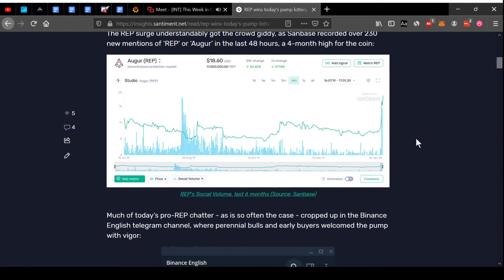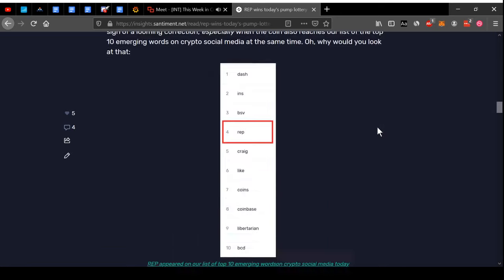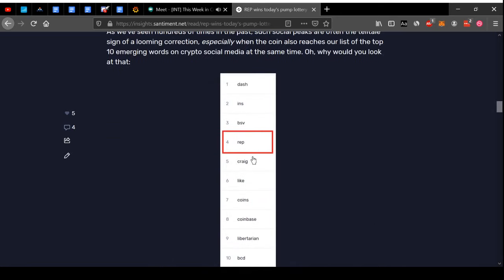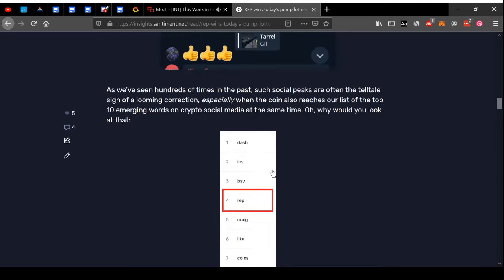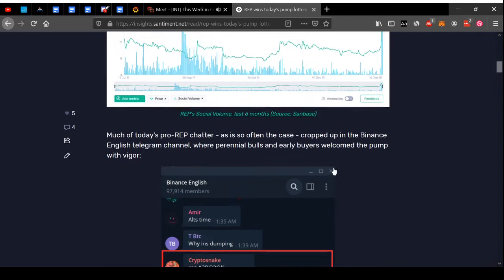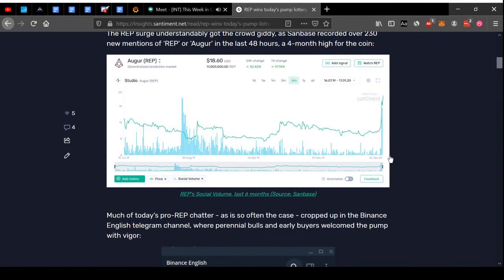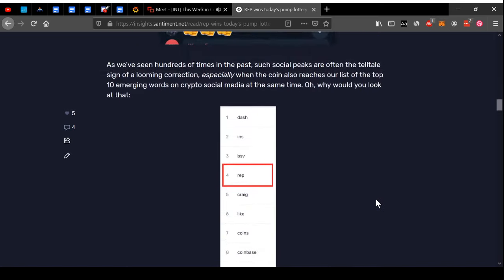I mentioned a few warning signals that REP might be going down very soon, including the 4-month high spike in social volume, and also the fact that REP appeared on our top 10 emerging trends list, which is usually the end of the rally for most of the coins appearing on that list, as the social hype about that coin basically peaks, and that's about the time that we see an imminent correction.